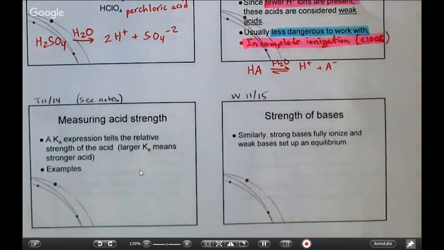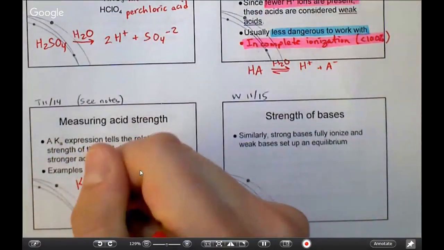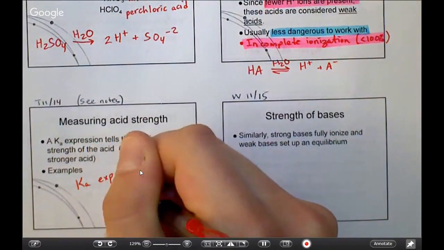So it says here, for acid strength, a Ka expression tells the relative strength of the acid. A larger Ka means that you have a stronger acid. In fact, Ka is like K with equilibrium, so we're going to be setting up an equilibrium expression as part of this.